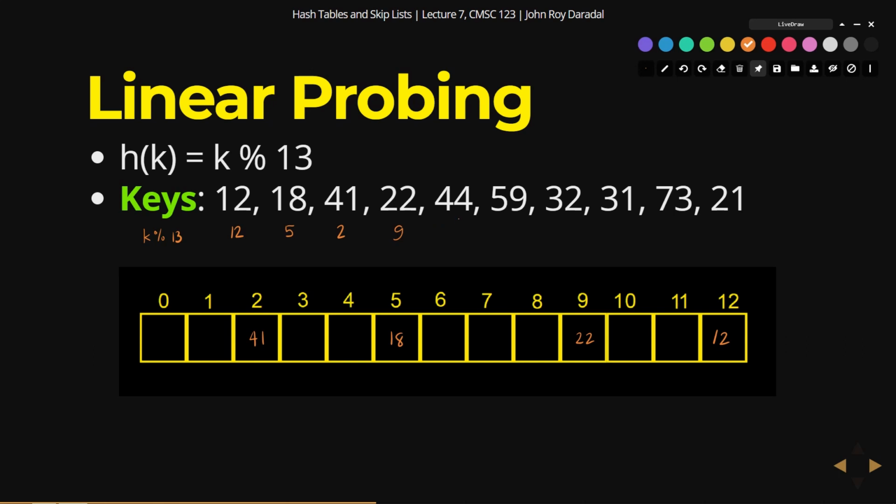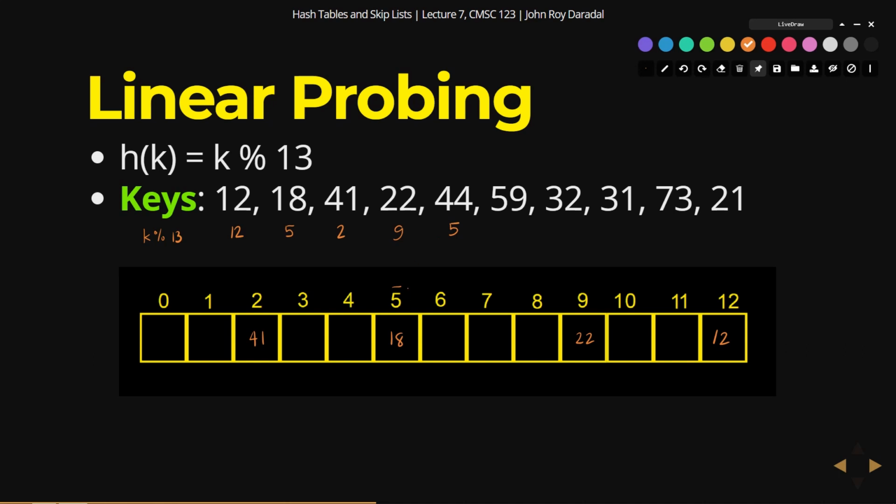So the closest multiple of 13 is 39. 44 minus 39 is 5, so it's supposed to be at index 5. But take note here that index 5 is already taken, right? Index 5 already has 18 inside, so we cannot overwrite this one here.